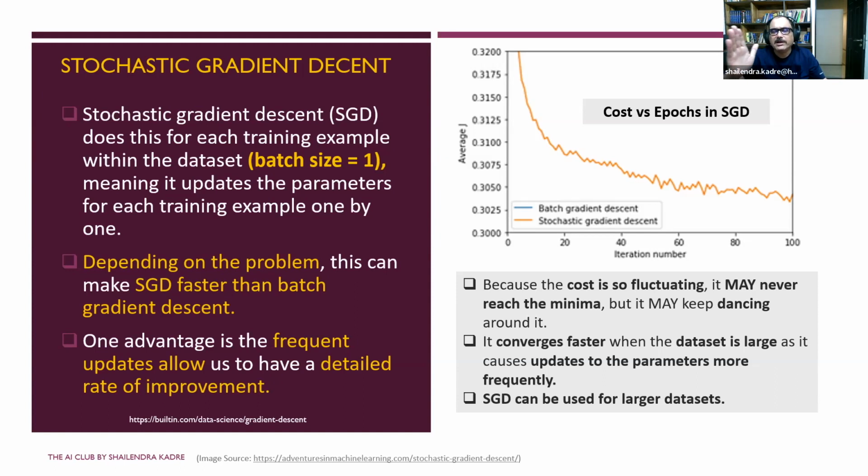We are not averaging out over 10-15 records. We are not averaging out here. For every record we are doing it. So it is very difficult to reach the minima with the help of SGD. But with SGD, convergence is faster, and you can apply stochastic gradient descent to larger data sets.